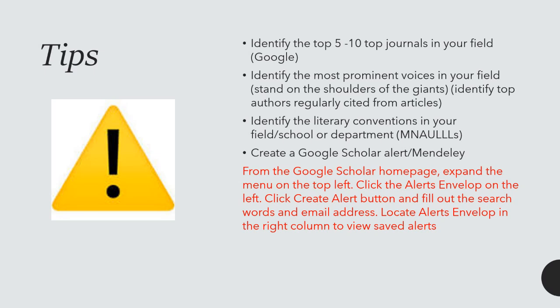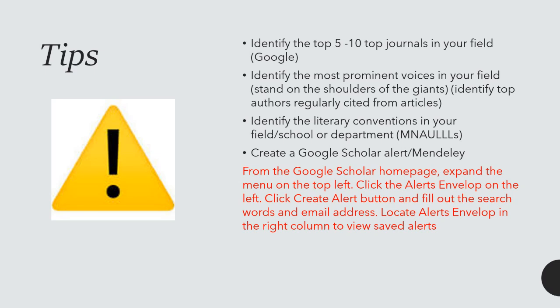And we want to do that so that we can identify the most prominent voices in our field. So in our literature review, we always stand on the shoulders of giants. Your literature review is one way that you can identify the giants, stand on their shoulders and make a contribution on that level. You can also identify the literature conventions of your school or your field or your department from what we call manuals. Those are your manuals.